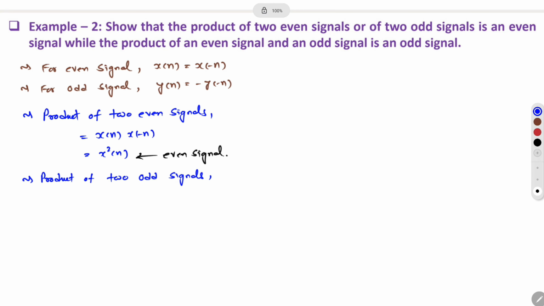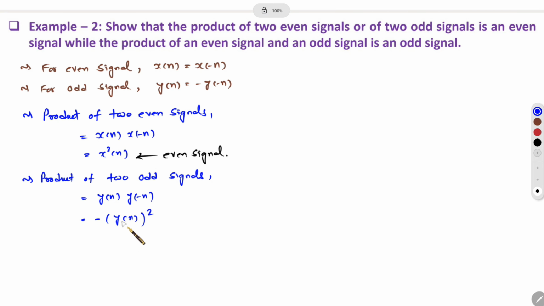When you talk about the product of two odd signals, here we are considering y of n, that is an odd signal. Obviously y of minus n will also be an odd signal. So y of minus n is what I multiply with this y of n. As per the definition of an odd signal, y of n is minus of y of minus n. So one can say this will be minus of y of n whole square.